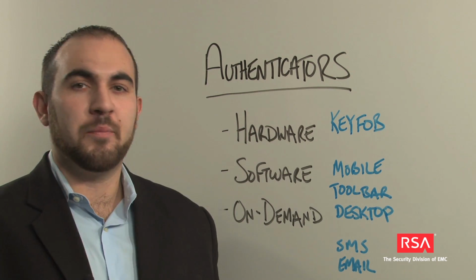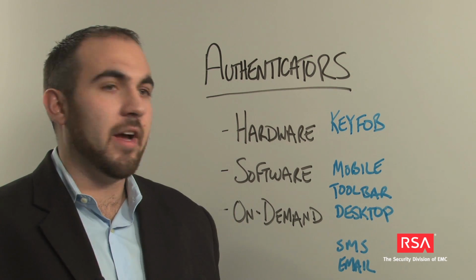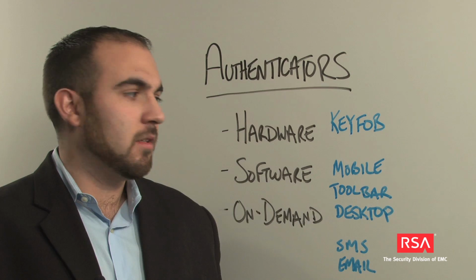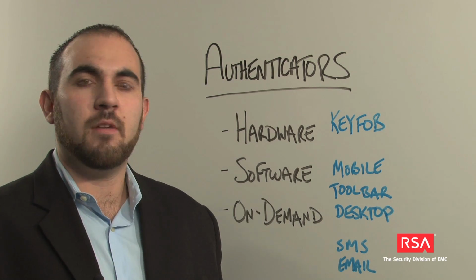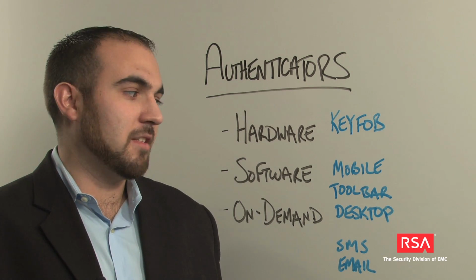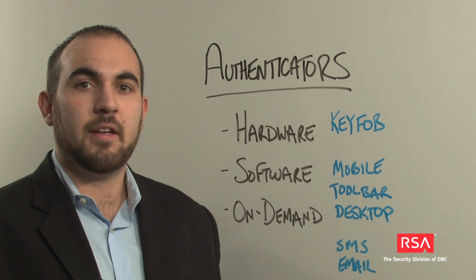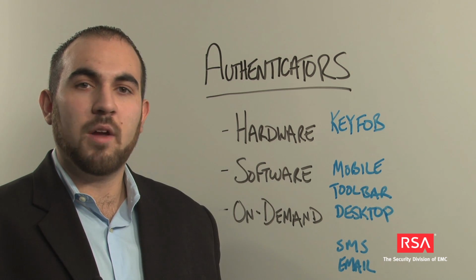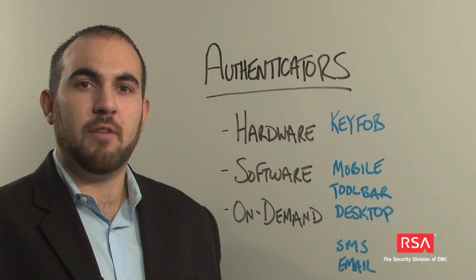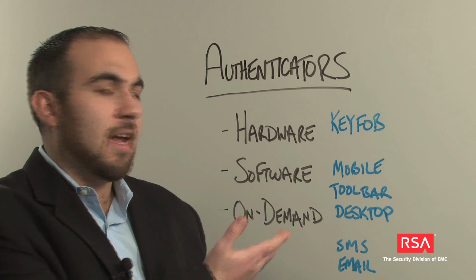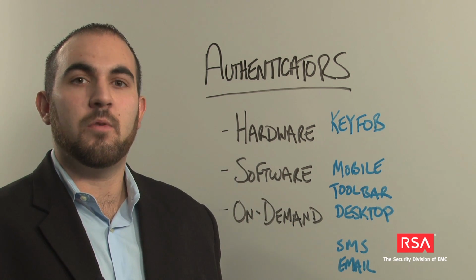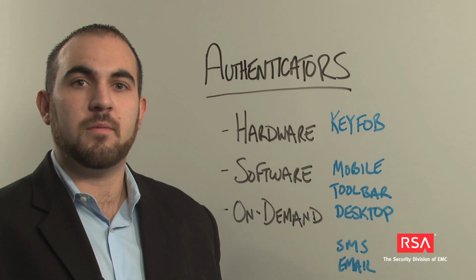software authenticator. This can be installed on a mobile device such as an iPhone or BlackBerry, installed as a toolbar within your web browser, or directly on your workstation as a desktop token. And last but not least, we have the on-demand authenticator. The on-demand authenticator is a zero-footprint authenticator, which is requested by an end user and delivered either via text message or email. Any one of these authenticator types can be used to authenticate to a protected resource.